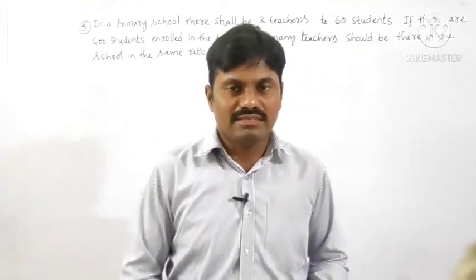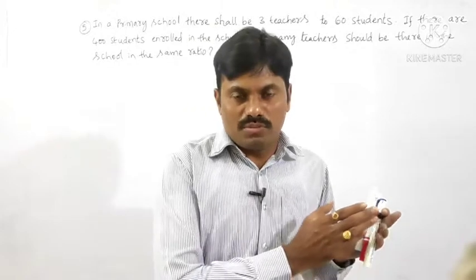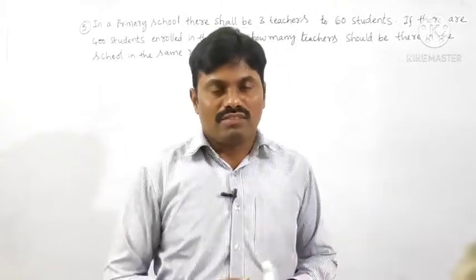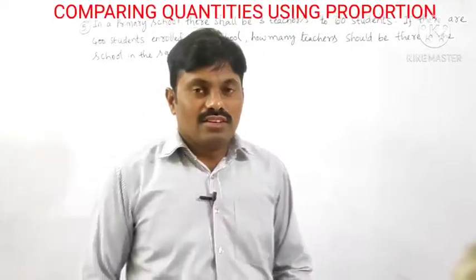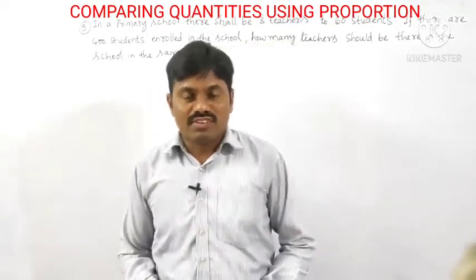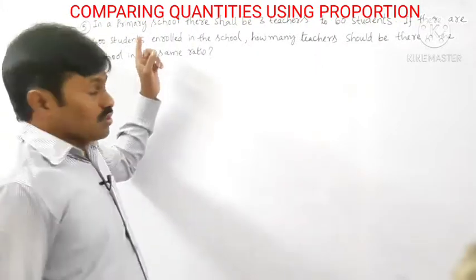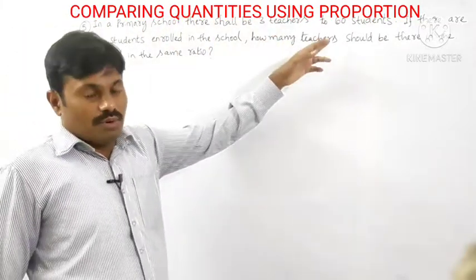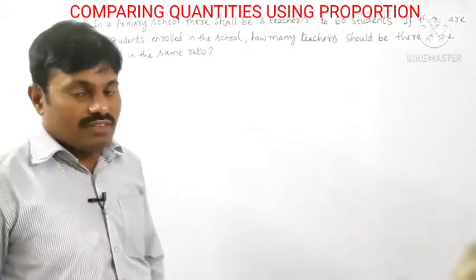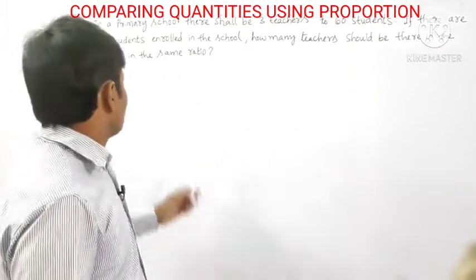But in this session we are solving problems from question number 5 onwards. So now we are going to solve question number 5 onwards in this part 2. The chapter name is comparing quantities using proportion. We are in exercise 5.1 part 2. So what is question number 5?